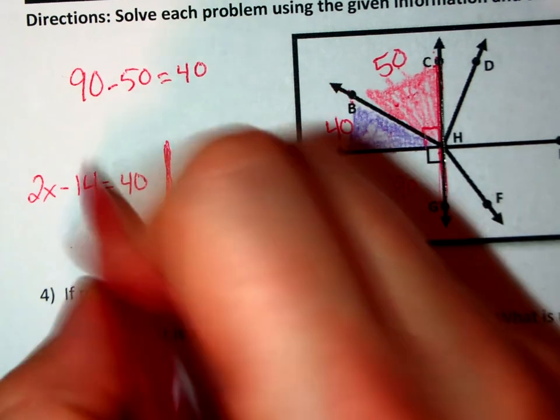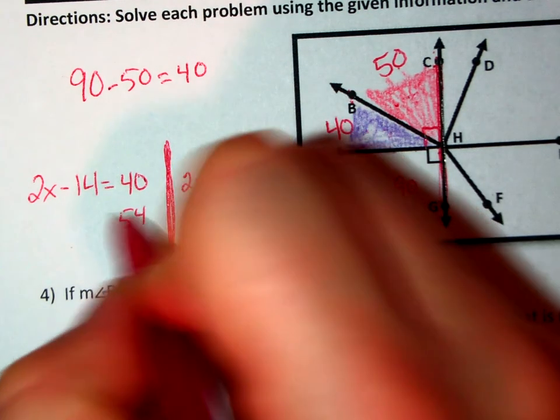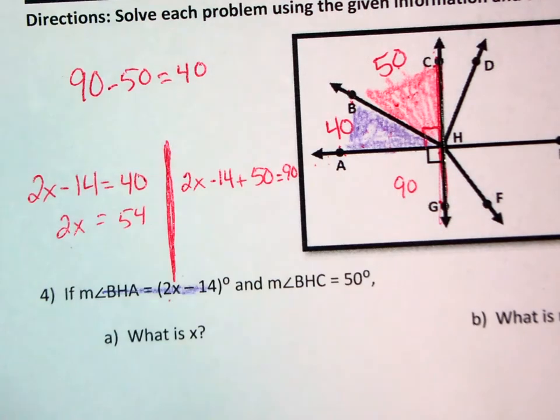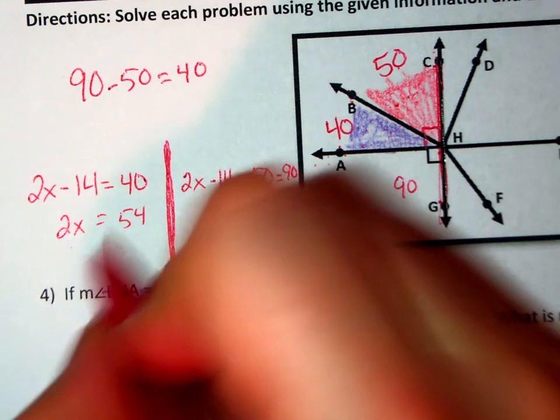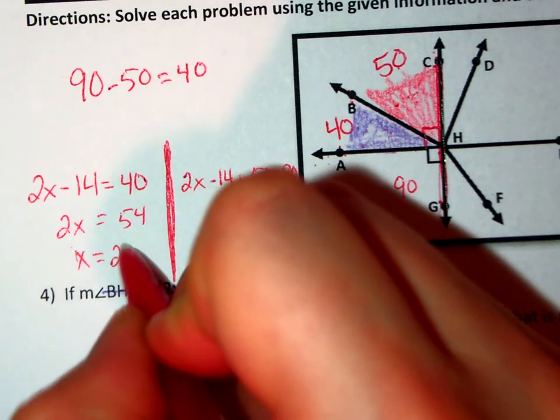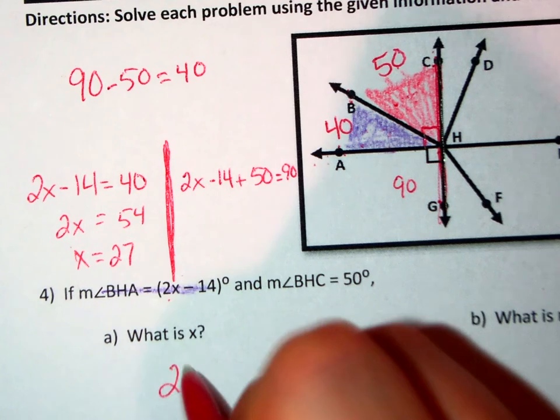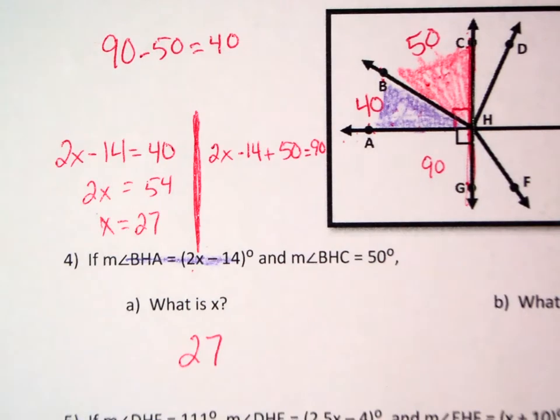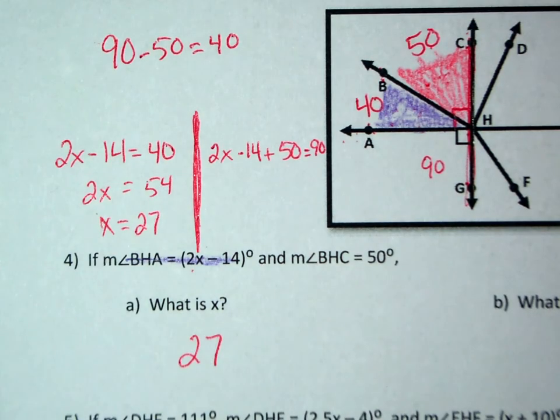So I will add 14 to both sides and get 54 equals 2x. And my x value would equal 27. You should be able to use that same process to get the rest of the problems on the back of the page figured out.